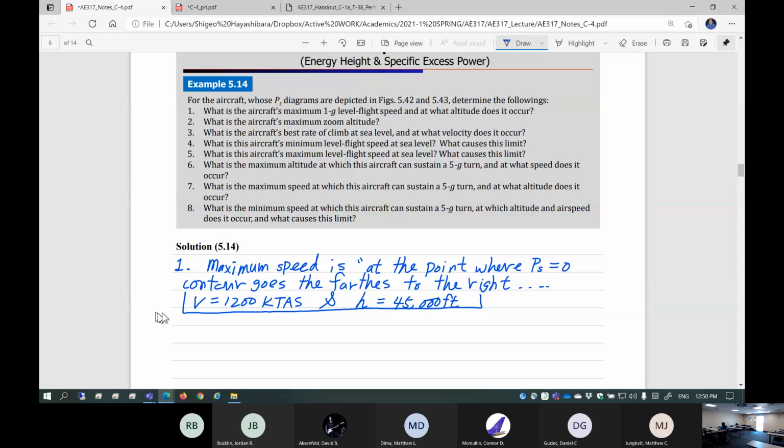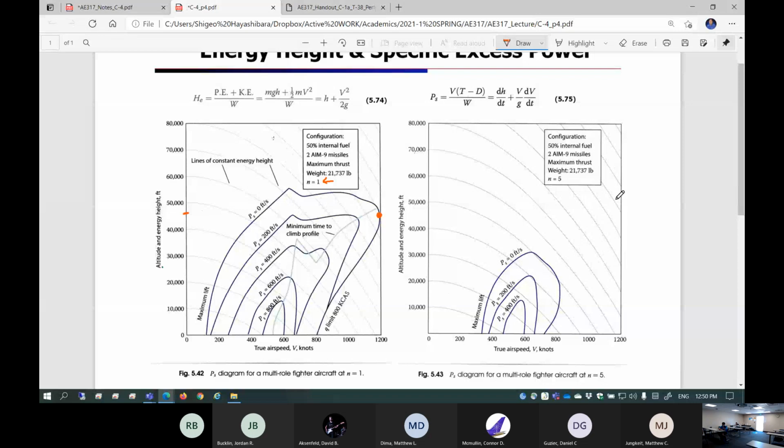Question 2. What is the aircraft's maximum zoom altitude? Oh, maximum zoom altitude. Let's be careful. Absolute maximum. So in other words, where is the entry point for this maximum zoom altitude? Entry point.